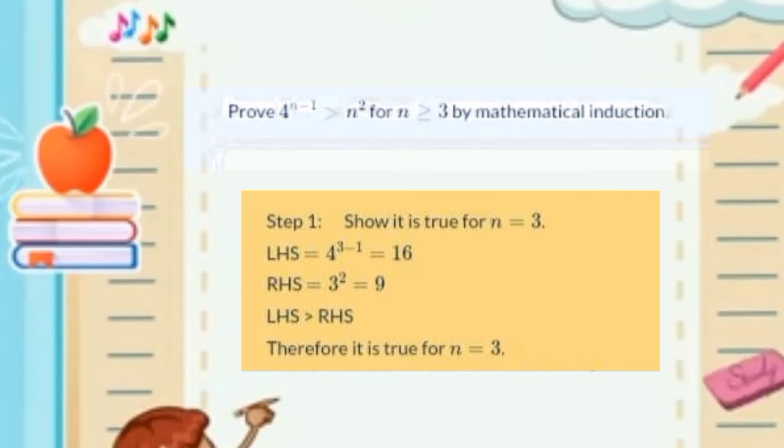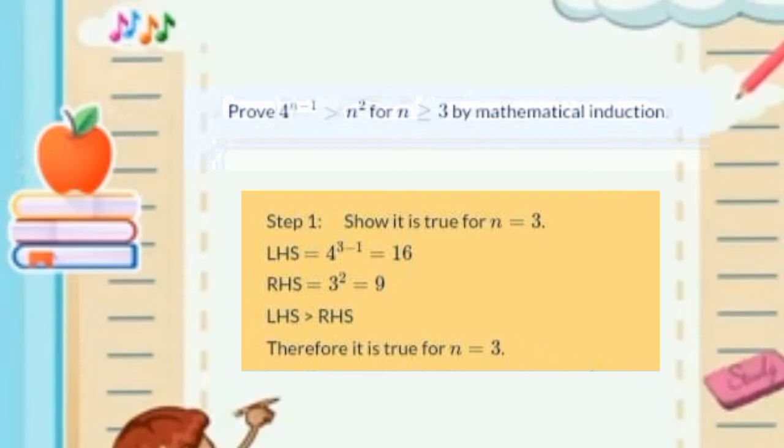Okay, let us go first with the LHS or the left hand side. That is the 4 to the power of n minus 1 as what I had mentioned. We have to substitute n into 3, so it will be 4 to the power of 3 minus 1. So let us subtract first the exponent which is 3 minus 1. It will become 2. It is now 4 to the power of 2. And then 4 to the power of 2 is equal to 16. Our left hand side is equal to 16 now.